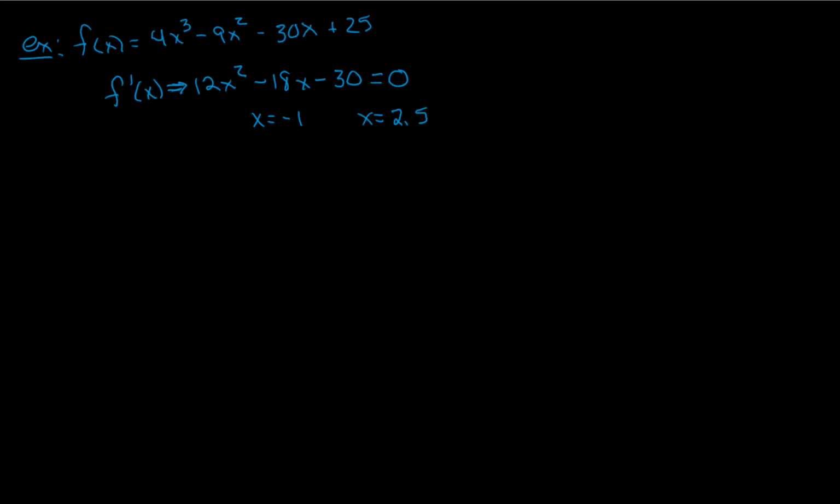Now, we have our two values of x where we have possible critical values. I'm going to set up a number line. Then I'm going to evaluate my function on each of the intervals represented on this number line. First, I'm going to evaluate the function to the left of -1.